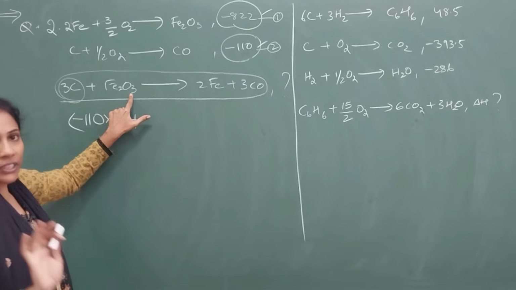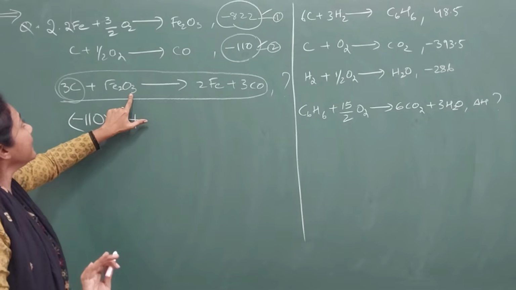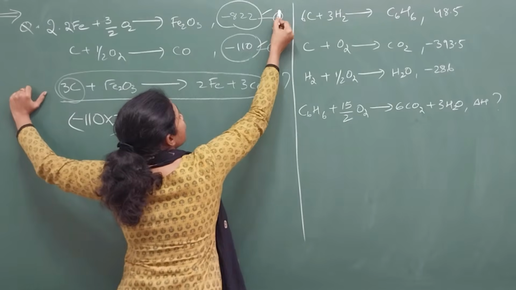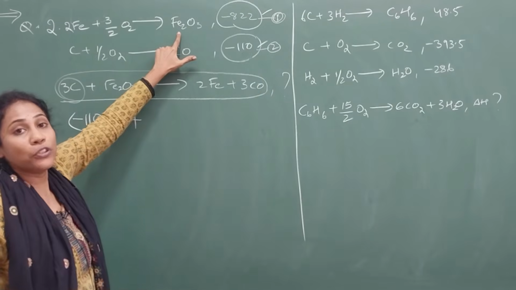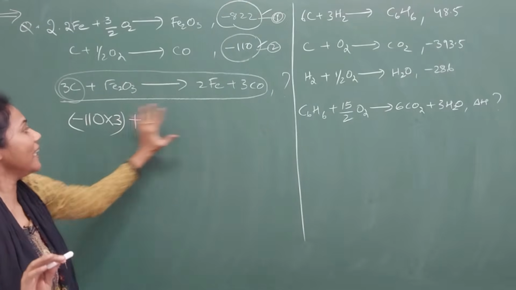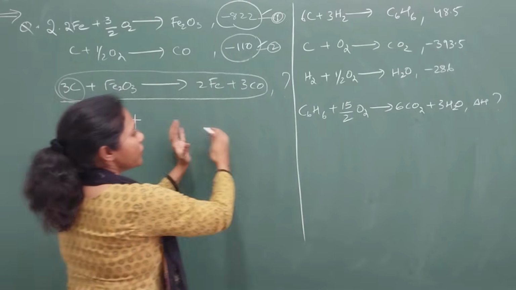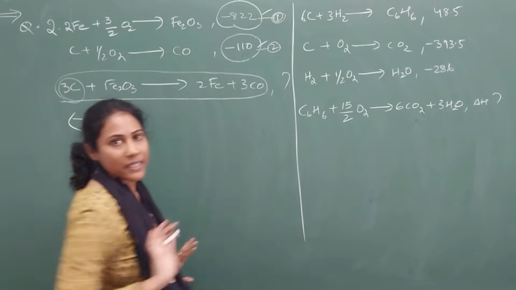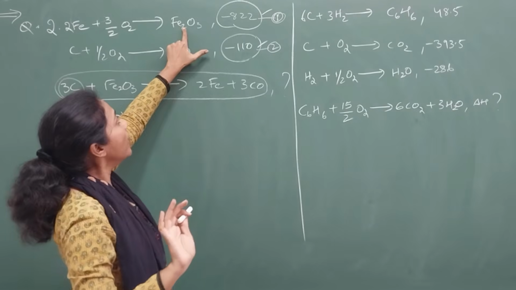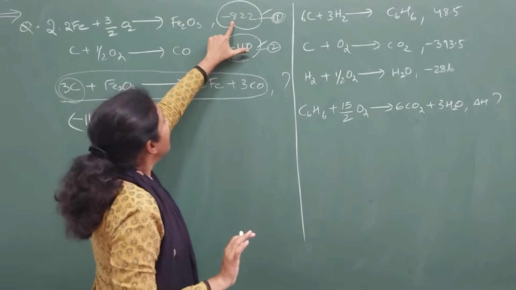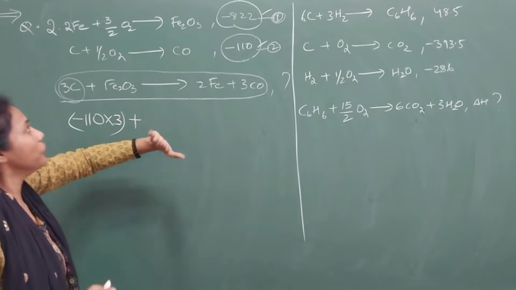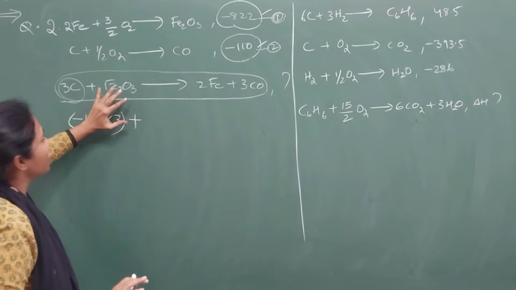Now Fe2O3 is there. In the given equations, where is Fe2O3? See, in equation 1, you have Fe2O3. Very good. That means you have to take this value here for the addition. We are only doing addition with some numbers. In equation 1 Fe2O3 is involved, so I am taking this number. But do I take this number as it is, minus 822? No. Look at the position now.